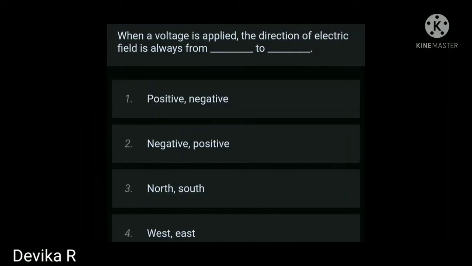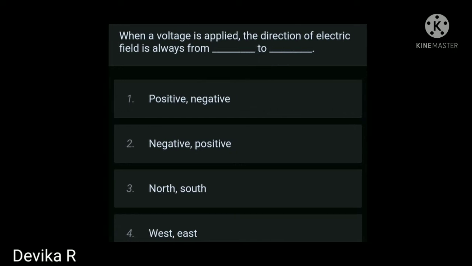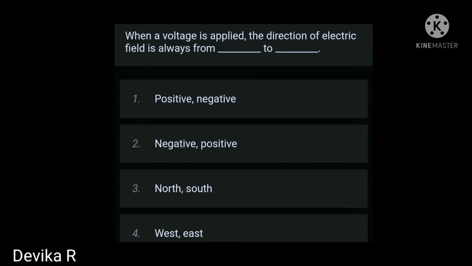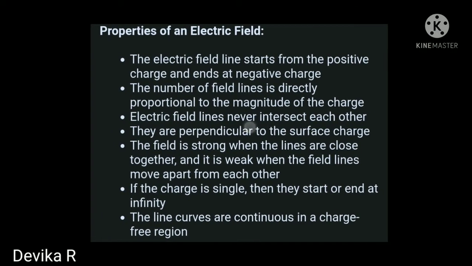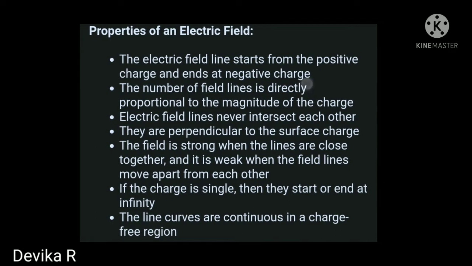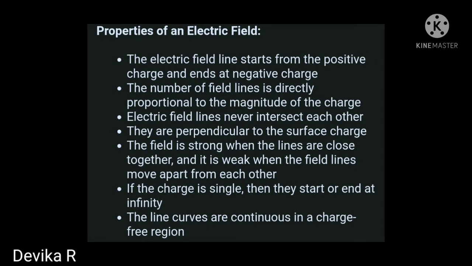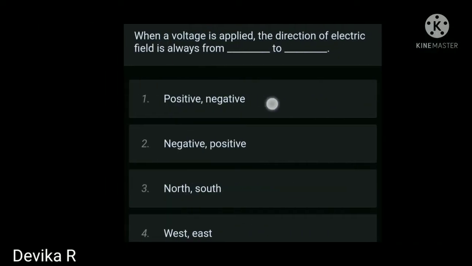Okay, the next one. When a voltage is applied, the direction of electric field is always from positive to negative. Someone may be confused with negative to positive. Let's see the properties of electric field. Electric field lines start from a positive charge and end at a negative charge. The number of field lines is directly proportional to the magnitude of the charge. The field lines never intersect. They are perpendicular to the surface of charges. These are the other points. So the electric field line starts from positive charge and ends at negative charge. So this is the right one.